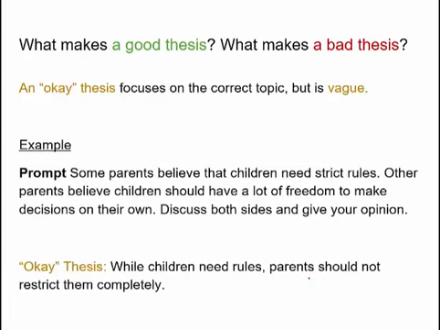Okay, we've got the same prompt as before, and look at the thesis statement that we have down below here, okay? While children need rules, parents should not restrict them completely. Okay, now this is okay. This provides the author's perspective. We know what the author's opinion on the essay question is with this thesis statement, that rules are necessary, but that they can go too far. Sometimes parents can, that these rules should not be overly restrictive, right? We know that and we see that, but it's just not as detailed.